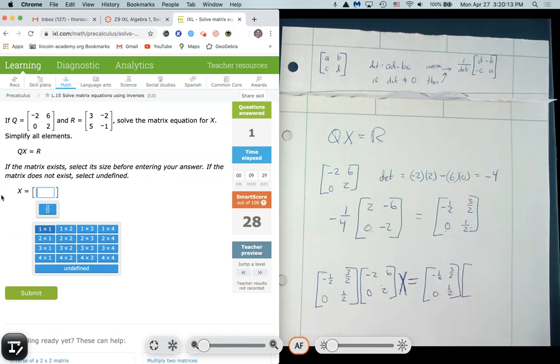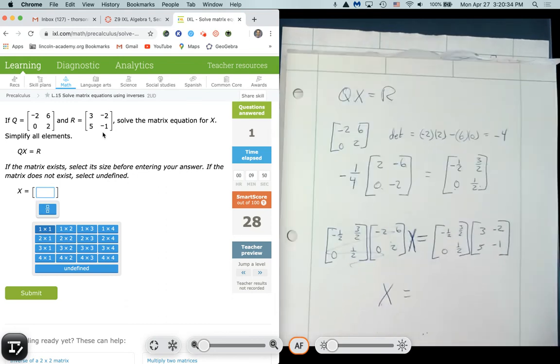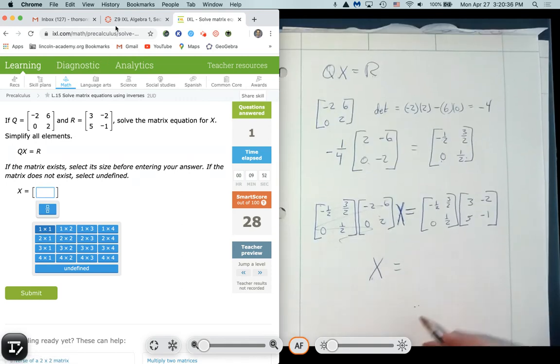So I look back over here on my Excel and I find out my R is 3, negative 2, 5, negative 1. Again, these two, in other words, cross cancel. They just cancel out and we get x equals. So we're going to find our value of our inverse matrix times R. So here we go. I'm going to do this again kind of a couple ways.